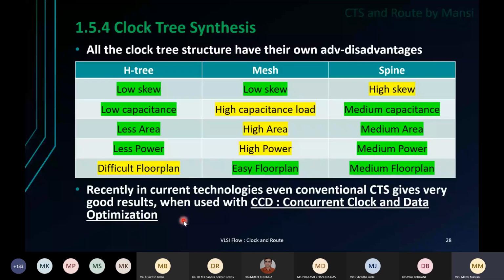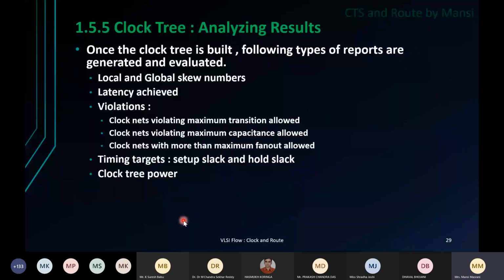Now my clock tree is built. Now what do we do? We analyze the results. We had set some targets, right? Skew and latency and all. We want to see whether it actually reached that or not. So we will check the global skew numbers, and we will see whether it has met them or it's badly failing. Then we will have to restart our clock tree synthesis with a different set of rules.